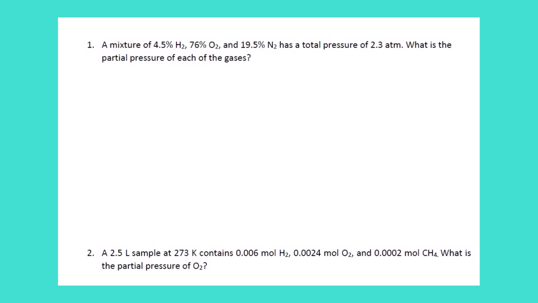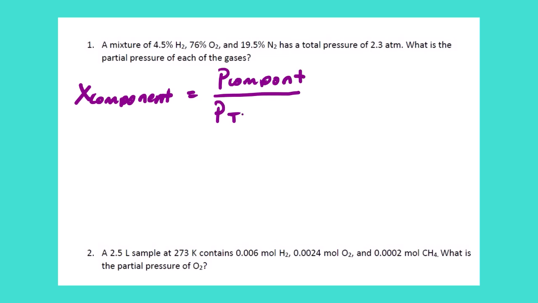So we are going to use this equation, x component, that we talked about in the previous lesson video, equals P component over P total. The x component is the mole fraction, P component is the partial pressure of that particular gas that we're looking for, and P total is the total pressure. Given the total pressure is 2.3 atm, let us find the partial pressure of hydrogen. Remember the question asks for the partial pressure of each gas, so let us start with hydrogen.